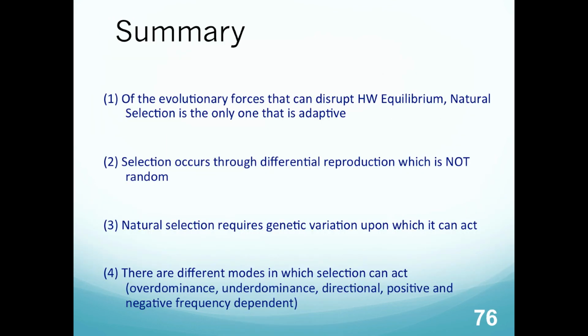So in summary, of all the forces of evolution, selection is the only one that's adaptive. Selection is what takes mutations and new rearrangements due to recombination and takes that variation and brings it to fixation in a population. It's not a random process, and it requires this genetic variation upon which it can act. And finally, there are these 5 different modes of natural selection which I want you to understand and be able to apply in class.